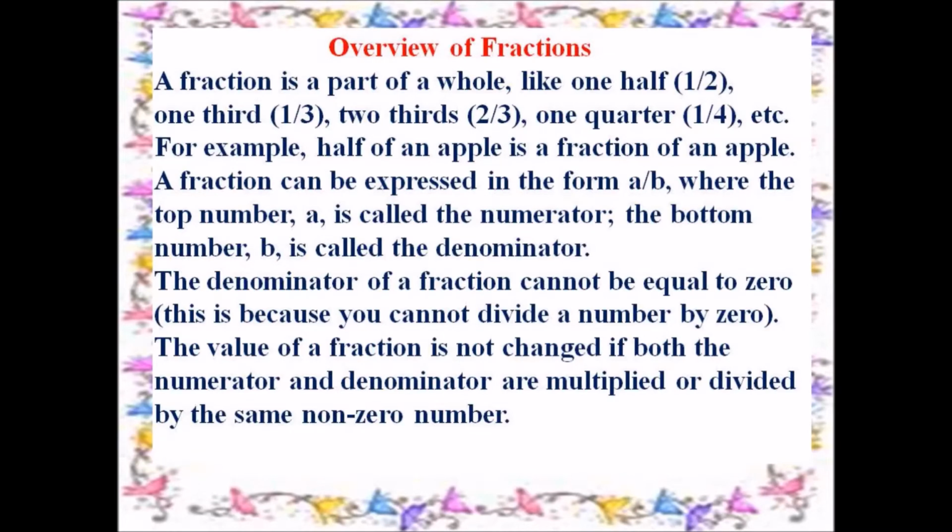Overview of fractions. A fraction is a part of a whole, like 1/2, 1/3, 2/3, 1/4. For example, half an apple is a fraction of an apple. A fraction can be expressed in the form a by b, where the top number a is called numerator, the bottom number b is called denominator. The denominator of a fraction cannot be equal to 0. This is because you cannot divide a number by 0.